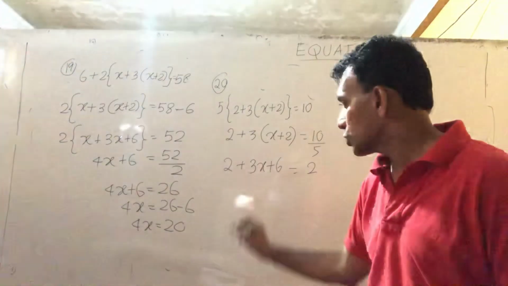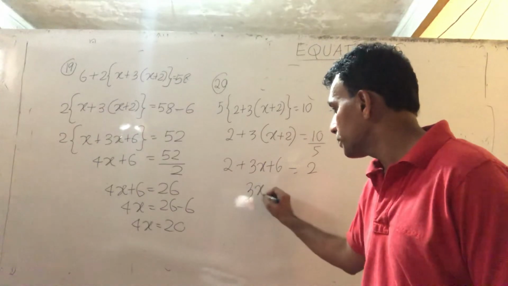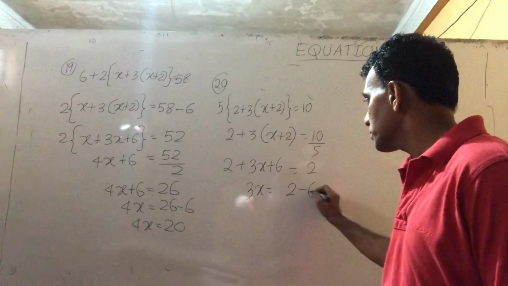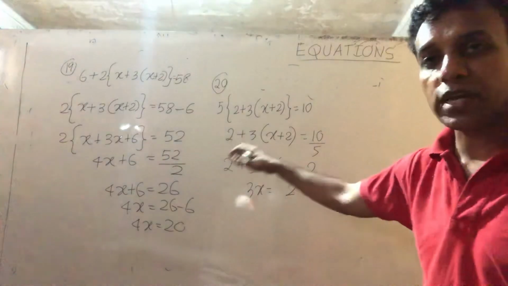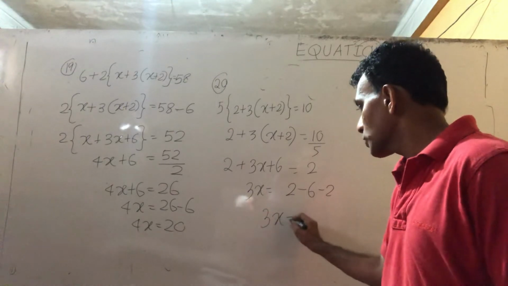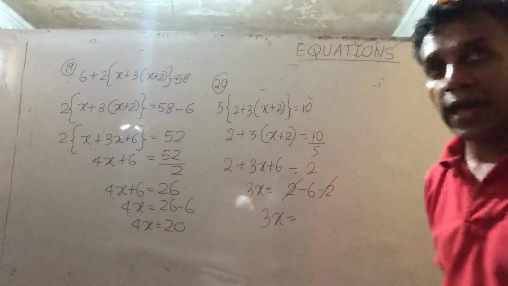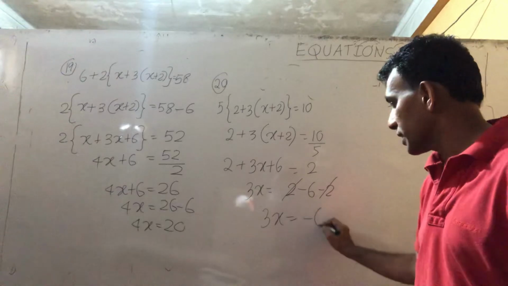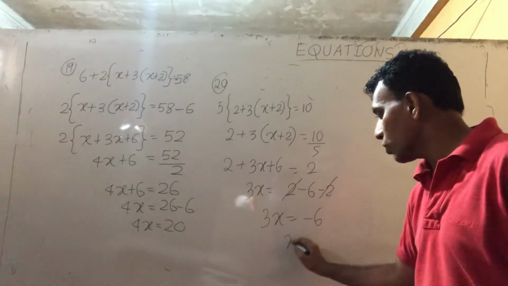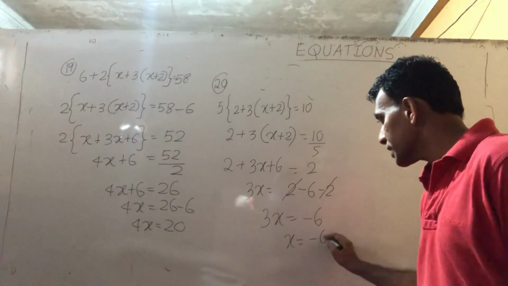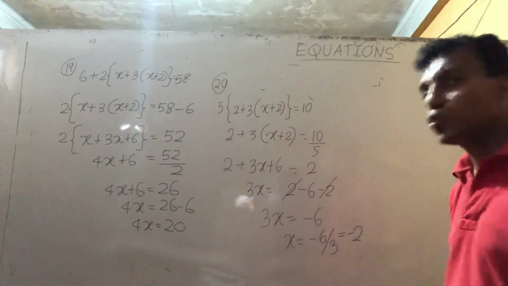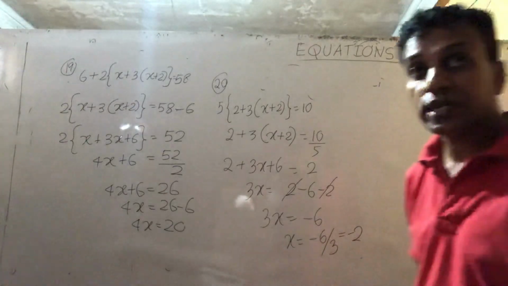Now fine. 3x equals, take all the numbers to this side. All the additions become subtractions. Therefore 3x equals 2 minus 2, cancel, minus 6. 3x equals minus 6, so x equals minus 6 divided by 3, that is minus 2. x equals minus 2.